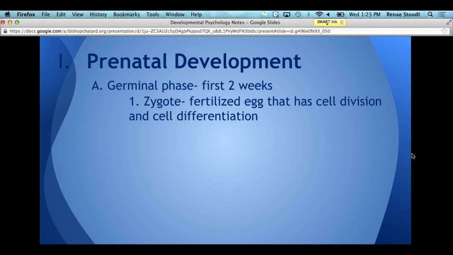So scientists really don't even know how or why this happens, as far as what makes one cell become part of your stomach and what makes one cell part of a muscle tissue or another cell part of your brain. Nobody really knows how or why that happens. But in the germinal phase, this is the first 2 weeks of life. Okay, so this zygote is basically dividing and dividing, and it's deciding all these cells what they're going to be. And the germinal phase ends when the zygote actually attaches to the uterine wall.